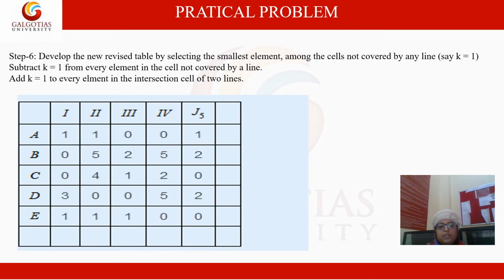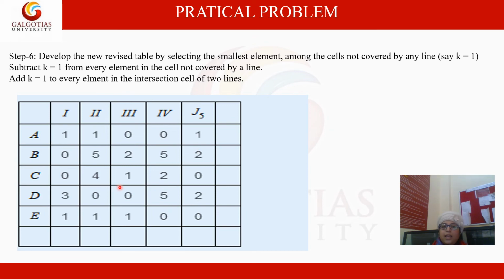The next step is to develop the revised matrix by selecting the smallest element. The smallest element will be taken from those elements which have not been covered. Like in this case, the smallest element was 1. So we are going to subtract 1 from the uncovered elements. Like in this case, we have subtracted from different elements like 2 minus 1 is 1.